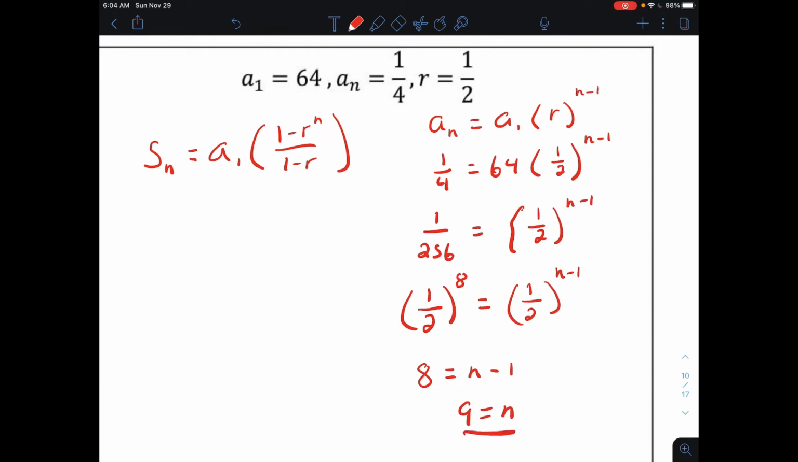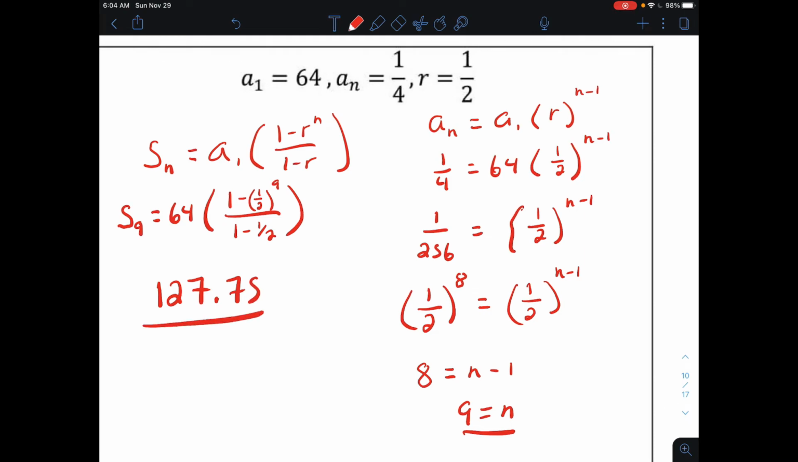Now I have all of my information, so we're basically looking to find the sum of the first 9 terms of a geometric series, which is going to equal 64 times 1 minus 1/2 raised to the 9th power over 1 minus 1/2, and then we would evaluate that. And we wind up getting 127.75.